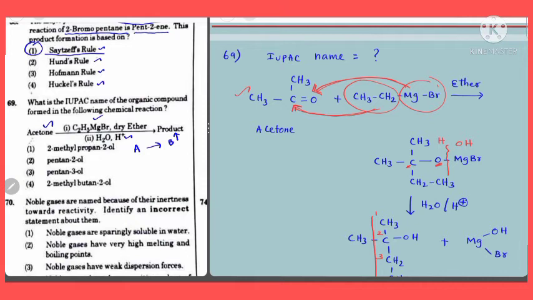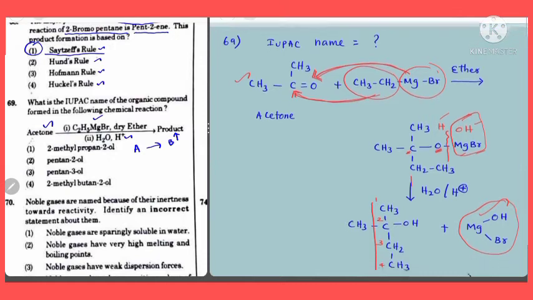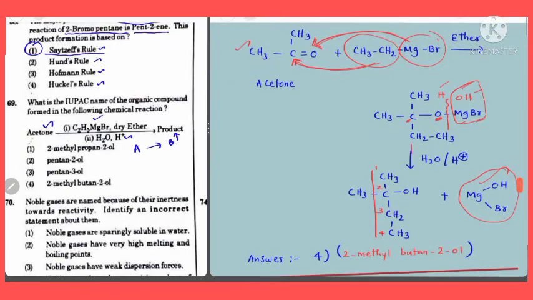Next step, this addition product is subjected to acid hydrolysis. Now the O-Mg bond gets broken, H gets added to oxygen, OH gets to MgBr. Probably this becomes a byproduct, hydroxy magnesium bromide. Hydroxy magnesium bromide is the byproduct, isn't it? Now the main product is this one, where H is added to O, which results in formation of an alcohol.